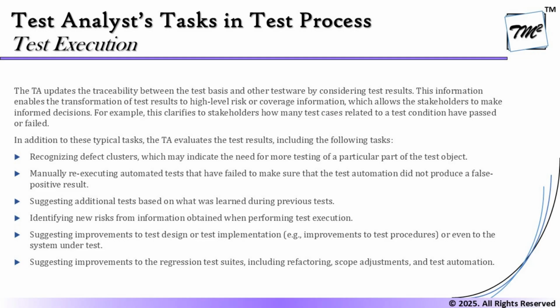So the TA updates the traceability between the test basis and other testware by considering the test results. This information enables the transformation of the test results into high-level risk or coverage information, which allows the stakeholders to make informed decisions. For example, this clarifies to stakeholders how many test cases related to a test condition have passed or failed. If you remember, we started doing traceability right from the test implementation phase, or you can even say test design, because you created your first work product, that is test cases, there.